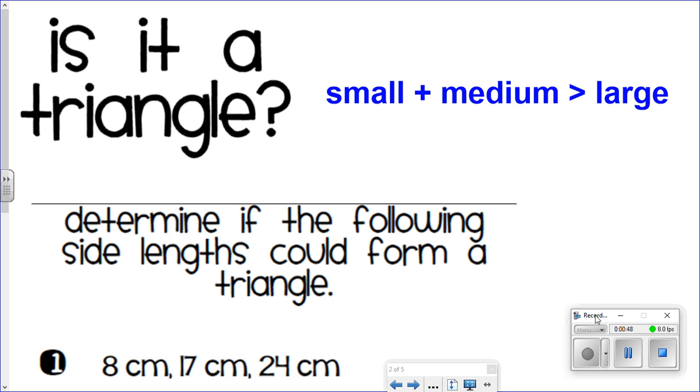If it's equal to, it's not a triangle. If it's less than, it's not a triangle. Okay, so let's practice.